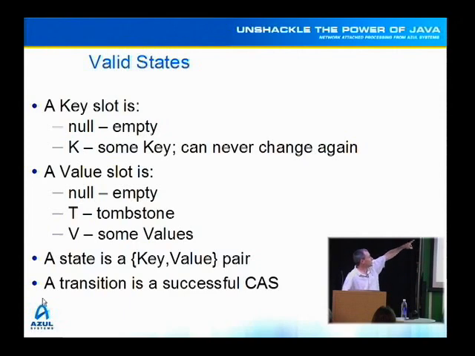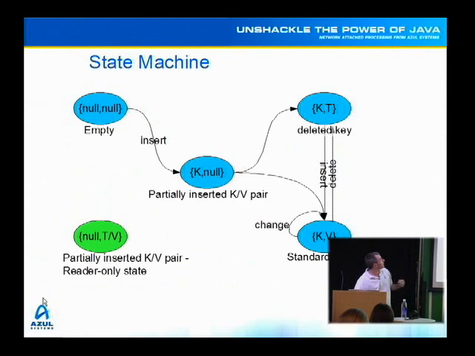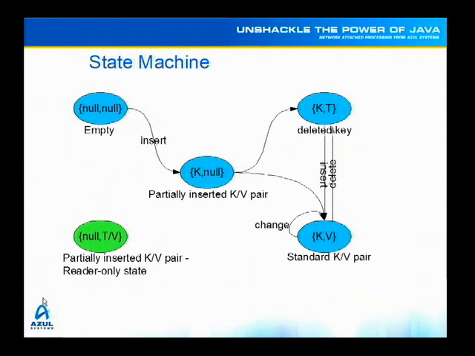And value is either null, or it's some value, or it's a tombstone, meaning it's been deleted. You insert it and then later delete it. And you can resurrect somebody by putting a new value in. If you insert and delete the same key over and over again, you'll flip from tombstone and value back and forth, right? And a state is just a pair of those. And a transition in the state machine is taken on a successful CAS, on an atomic update. Right? And here is the state machine. And I'll talk people through it, and then I'll shut up a minute. You can stare at it some more.